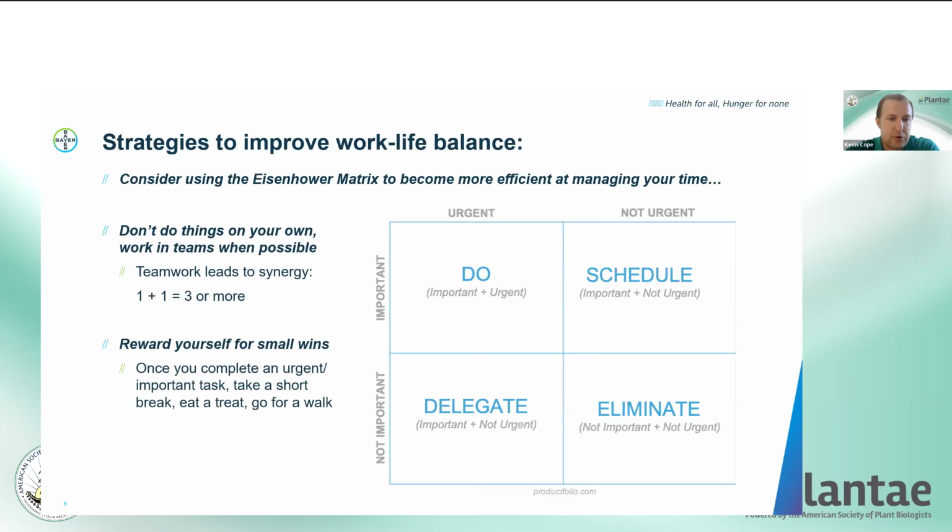I'd also encourage you to reward yourself for small wins. Once you complete an urgent or important task, take a short break, eat a treat, go for a walk, whatever it is that rewards you that you can do within 3 to 5 minutes. Kind of give you that little bit of pleasure, and then lock back in and continue doing additional urgent and important tasks so you can, by the end of the day, feel accomplished.